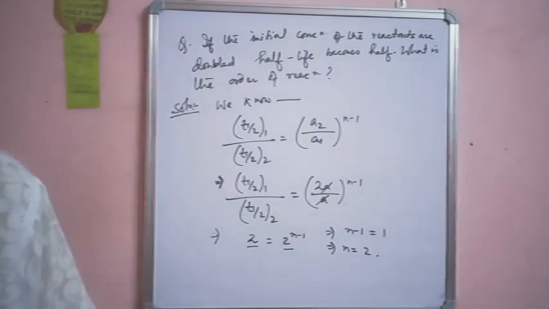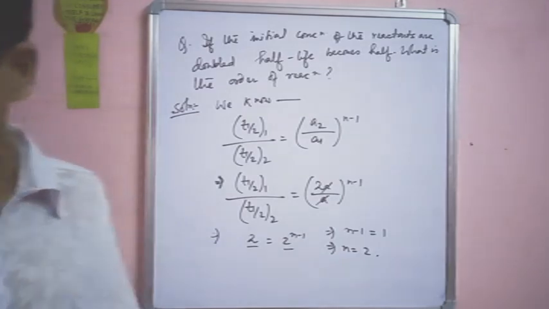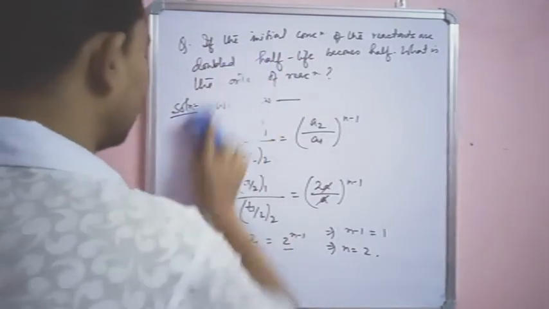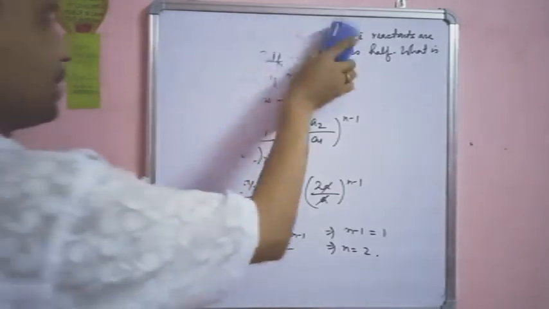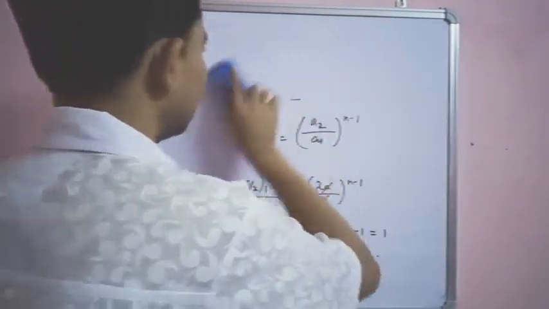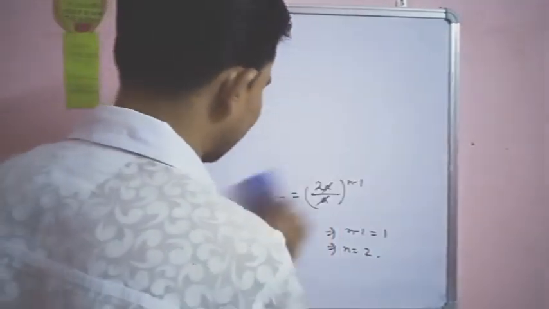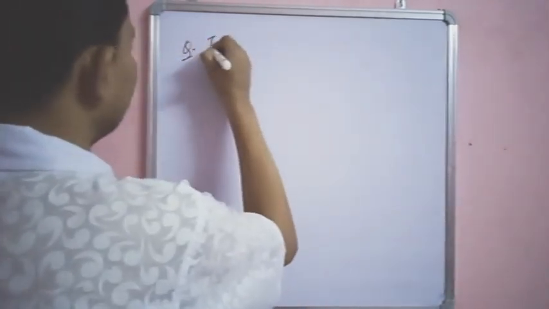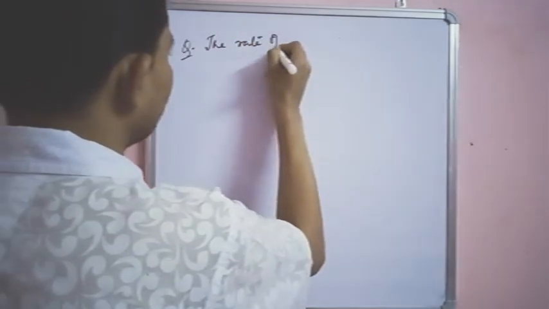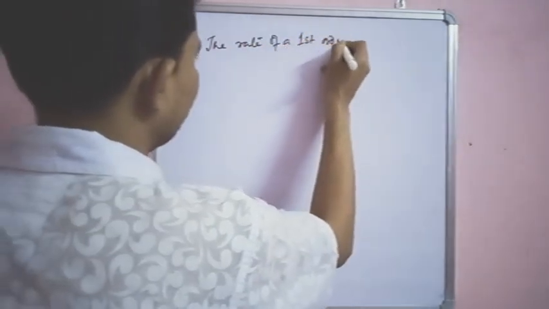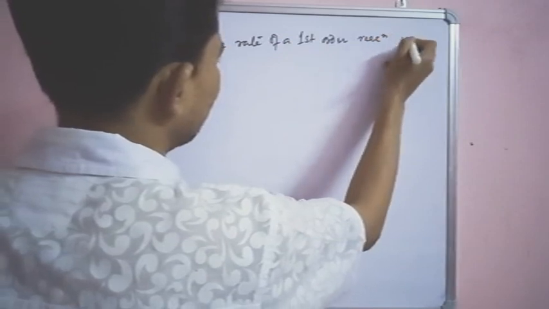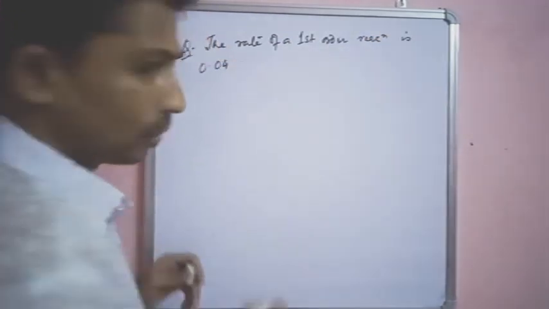The rate of a first order reaction is 0.04 mole per liter per second. So उसका क्वेश्चन देखते हैं क्या है. So the rate of a first order reaction is 0.04 mole per liter per second after 10 minutes.